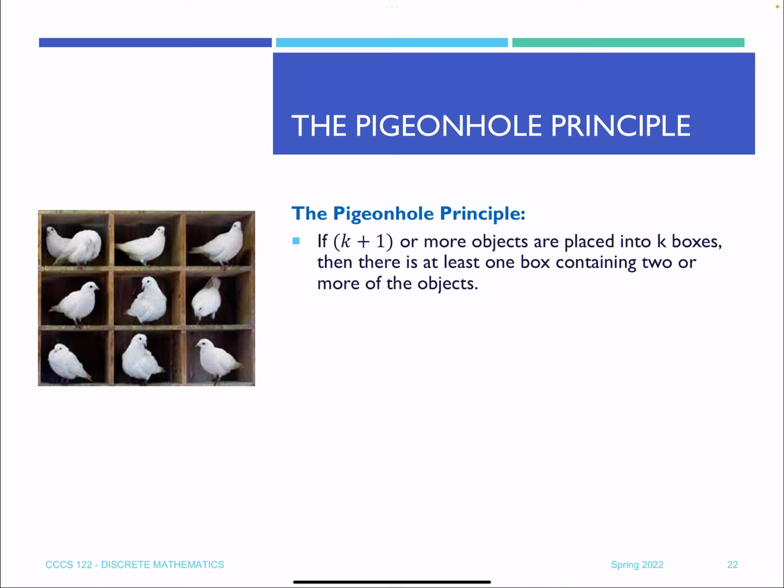And that gets us to the pigeonhole principle. The pigeonhole principle states that if k plus 1 or more objects are to be placed in only k boxes, so one less than the number of objects, then there must be at least one box containing 2 or more objects. The picture on the left, that would be this one over here, containing 2 pigeons.